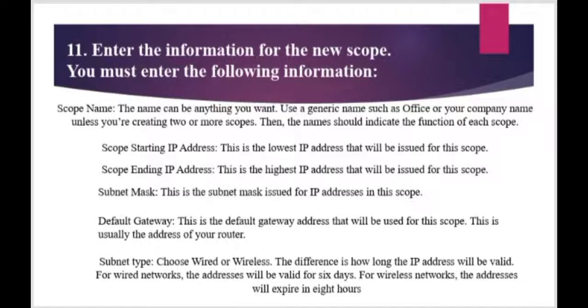Scope starting IP address. This is the lowest IP address that will be issued in this scope. Scope ending IP address. This is the highest IP address that will be issued in this scope. Subnet mask. This is the subnet mask issued for IP addresses in this scope. Default gateway. This is the default gateway address that will be used in this scope. This is usually the address of your router.